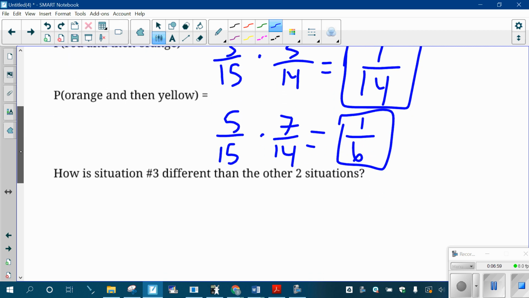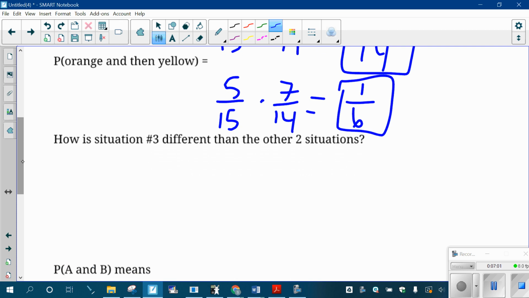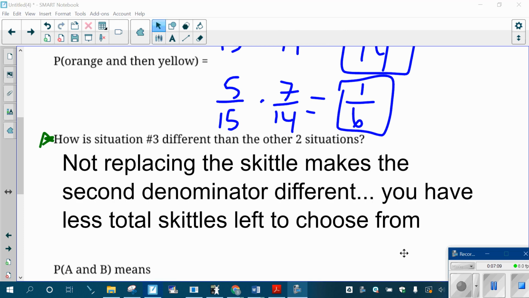So take a second and answer this question. How is this situation 3 different than the other 2 situations? I kind of mentioned it, but I want you to write it out in your own words. Okay. So not replacing the Skittle makes the second denominator different. You have less total Skittles left to choose from. Something like that, I hope, is the idea here. When you don't replace it, and you just take the Skittle and eat it, it makes that second fraction a little different, that second event's probability.